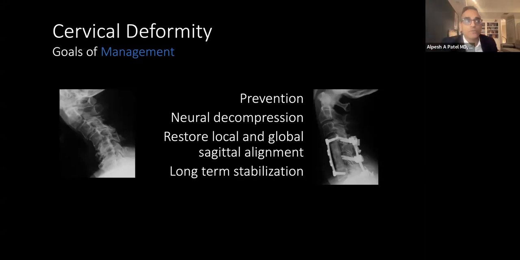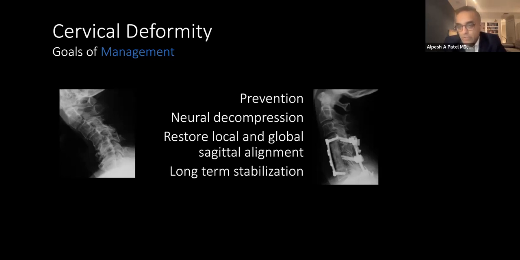In terms of the goals of treatment, I always like to start by understanding what we are trying to accomplish when we think about a surgical reconstruction for a patient with a cervical deformity. Obviously, prevention. We don't want to create a deformity. As we talked about, iatrogenic deformity is real. That's why we try to really pull the head back, get lordosis, and get optimal restoration of alignment in the OR. But let's talk about a patient with deformity.